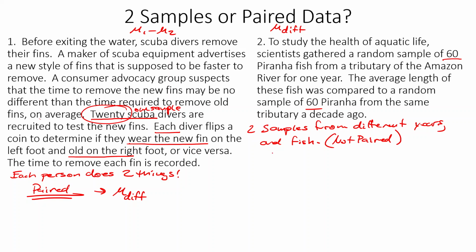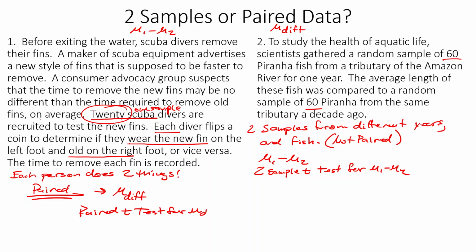It's not paired. So this would be M1 minus M2, and we would be doing the two sample t-test for M1 minus M2, and this would be the paired t-test for mean difference. All right, so hopefully we can read through a problem and say, hey, well, there's two samples. That means it's going to be M1 minus M2. Or, hey, it's just one sample. That means it's going to be paired data.